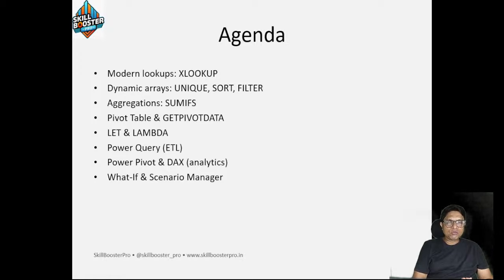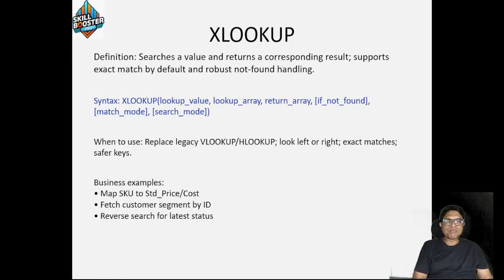Then there are a few formulas like unique, sort, filter. We will discuss all those things. SUMIFS, this is the function we use to summarize the data based on a data set. We will discuss the GETPIVOTDATA formula. Then we will also discuss the lambda function, and why Power Query is used. So let's start with the definition.